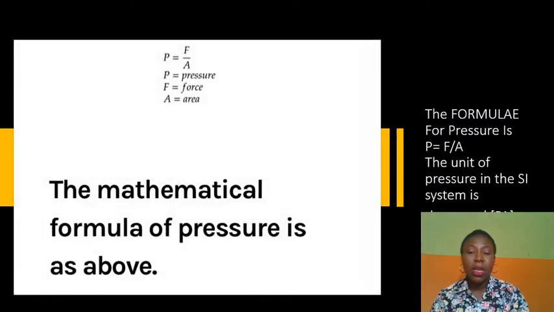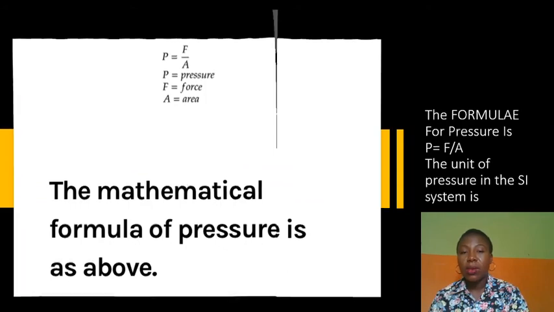The mathematical formula for pressure is as seen above. P = F/A, where P is pressure, F is force, and A is area. And the SI unit for pressure is the Pascal, which is Pa.